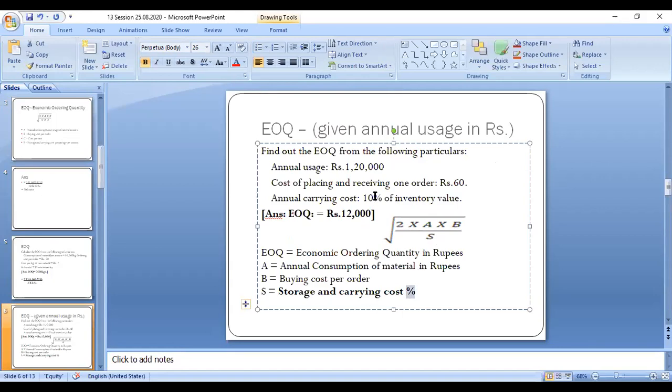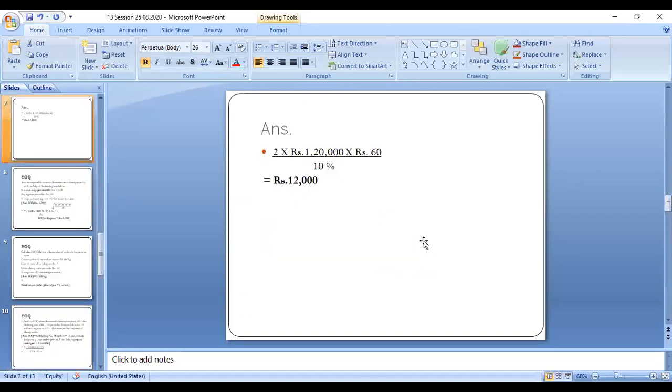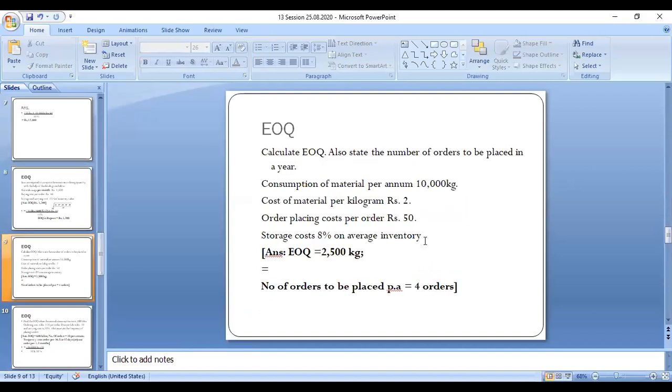Normally the percentage is calculated on the basis of the inventory value, but here the percentage is calculated as per the formula. So the inventory amount and cost per unit are not required. As per the formula, you have to apply only this: 2 into 1,20,000 into 60, divided by 10%, and you will get the answer. This is the second case. Okay, now we can go on to the next one.